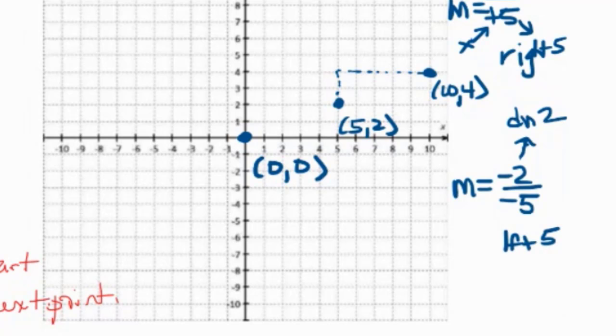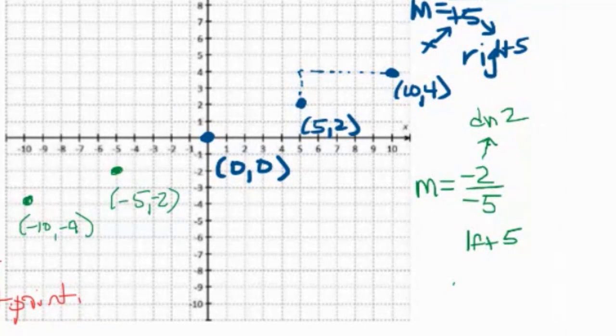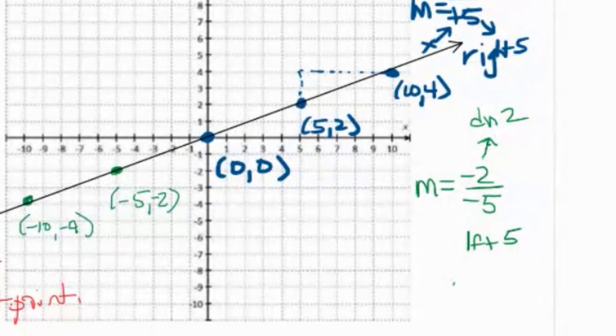So let's go back to 0, 0. And see what happens if we go down 2 and to the left 5. Okay, if I go down 2 and to the left 5, what pair of coordinates will I find myself at then? That's right, negative 5, negative 2. And if I go again down 2 and to the left 5, what would be the next pair of coordinates? Negative 10, negative 4. Good. Okay, so now let's connect the dots. Don't forget to connect the dots. It's not a graph of a line until it's connected, because every single tiny little dot on this line is a solution to the equation.